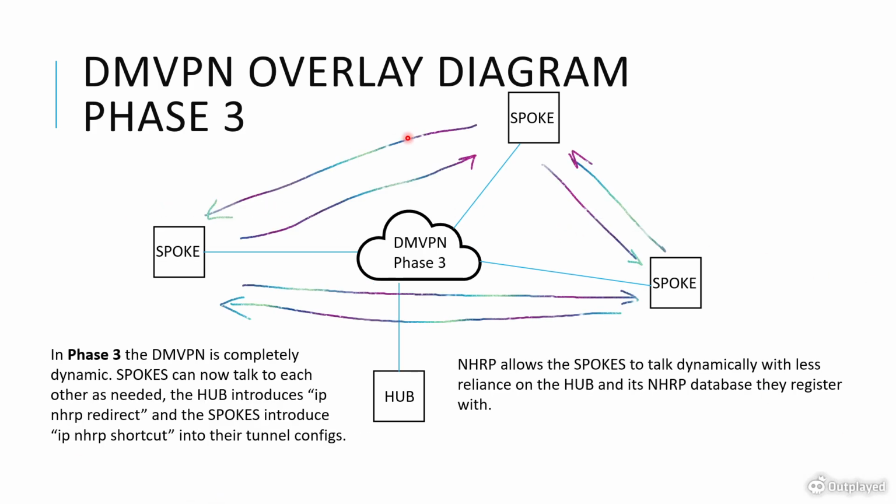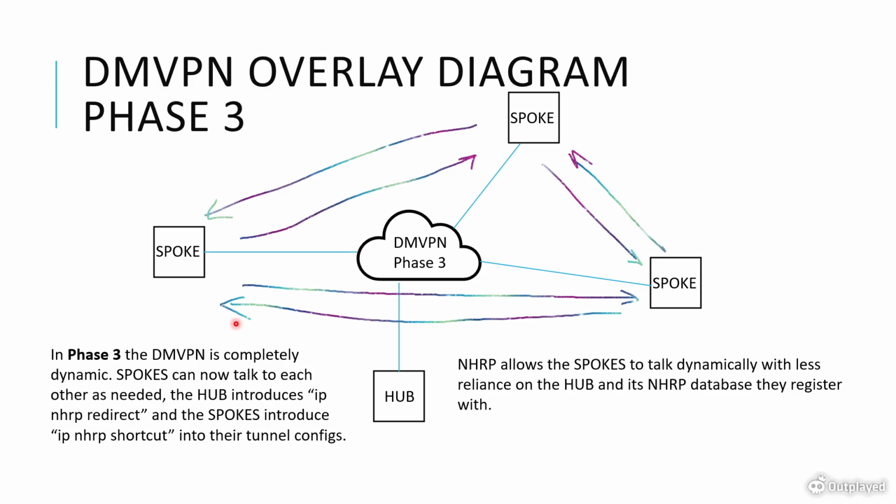So finally we get to phase 3, and it's a lot more colorful. With phase 3, you now have spoke-to-spoke communication, less reliance on the hub. The hub's still here, but it's not as intense. And the idea of the phases in phase 3, the DMVPN is completely dynamic. Spokes can now talk to each other as needed.